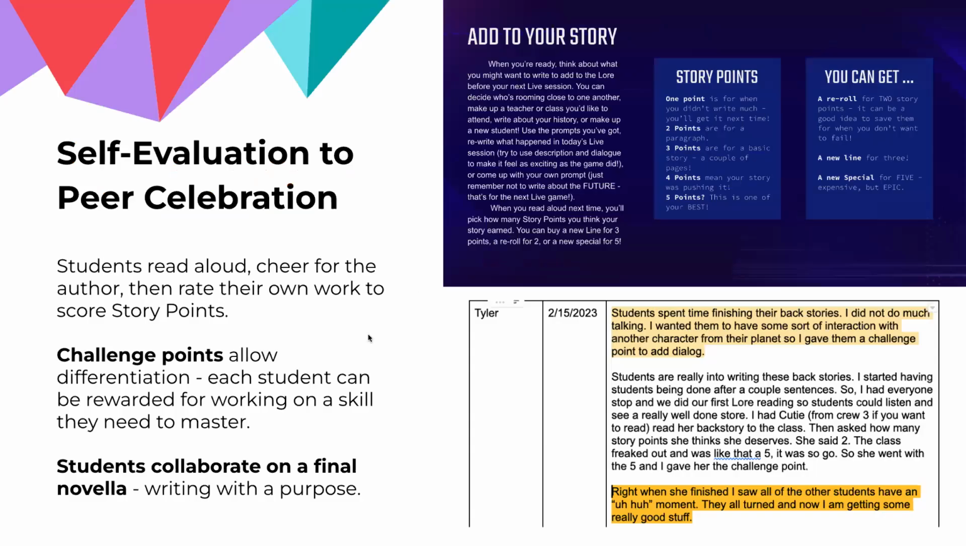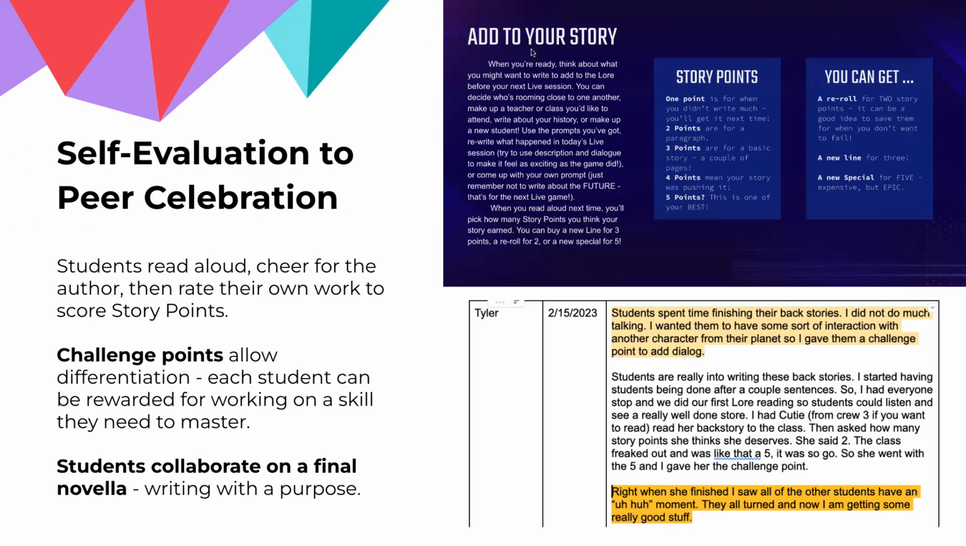Third piece is self-evaluation to peer celebration. So all stories get read aloud. Everybody cheers for every story. It doesn't matter if it's a single sentence. And then the kid themselves is asked to give themselves a number of story points. And if you can see, there's a little box over here.